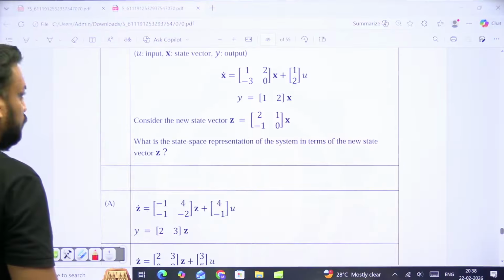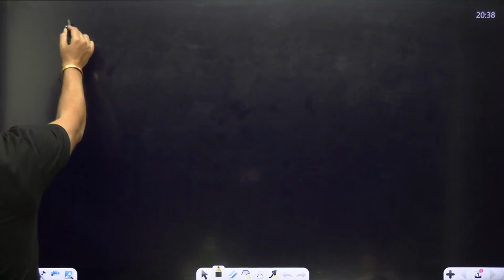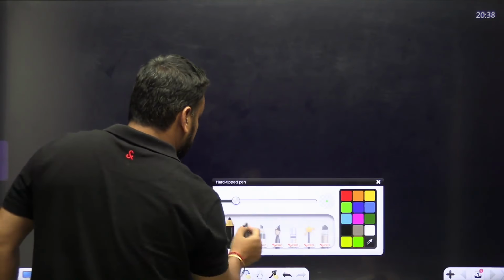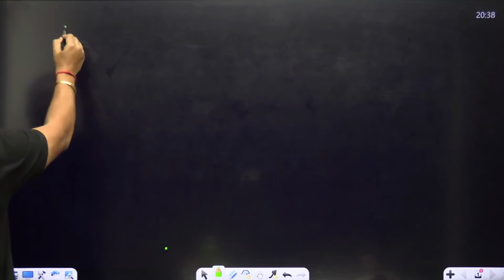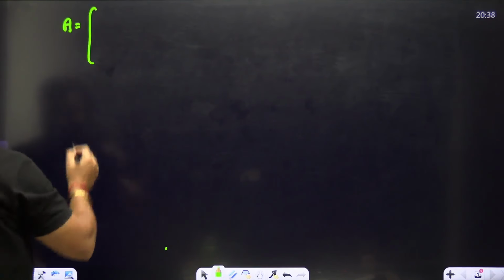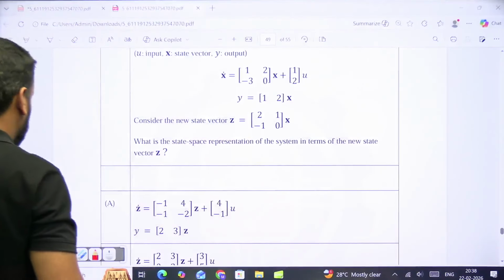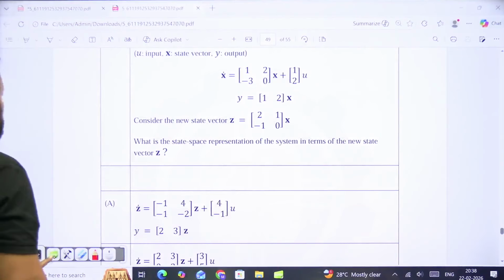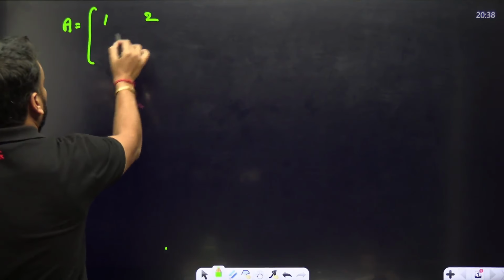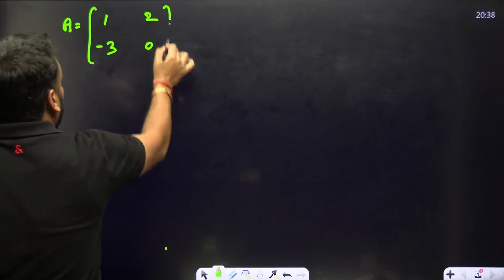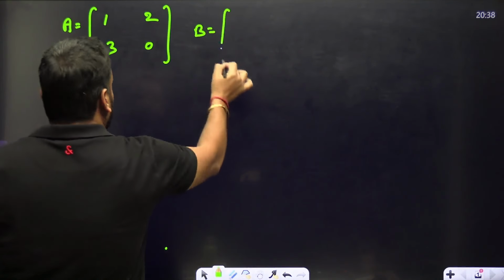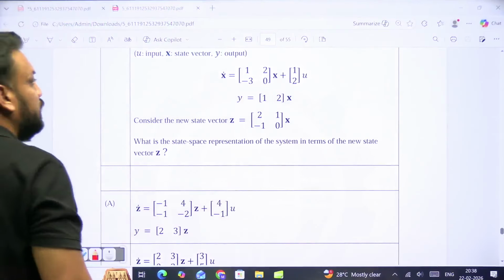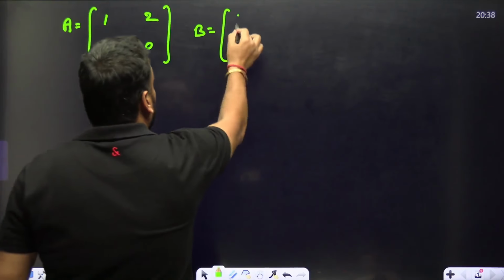A matrix is 1, 2, minus 3, 0. So the A matrix is given to us. You can check: 1, 2, minus 3 and 0. Okay. What is the B matrix, guys? You can see the B matrix is 1, 2.